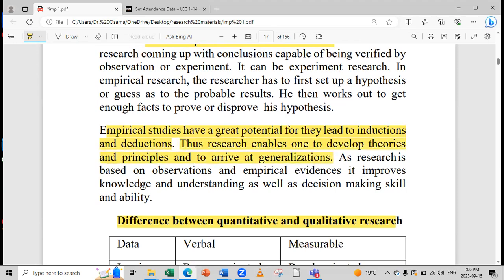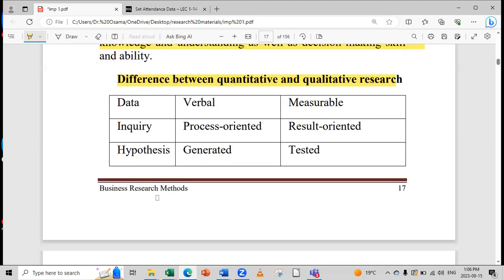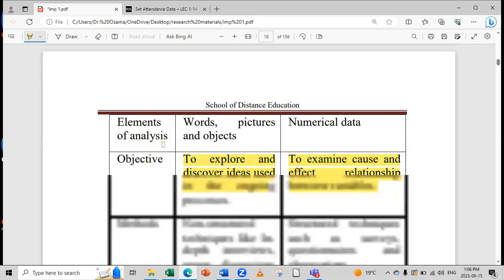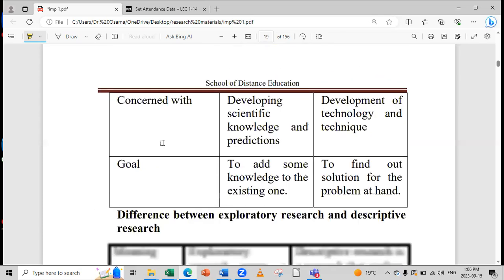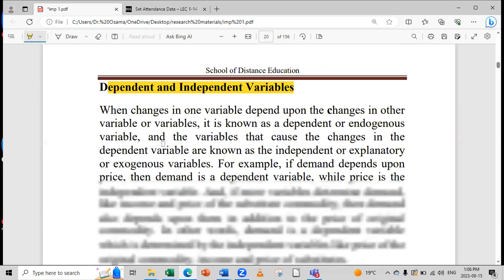As research is based on observation and empirical evidence, it improves knowledge. So the purpose here and the final output is improved knowledge and understanding, as well as decision-making skills and abilities. Those are some points which we have to know about research.